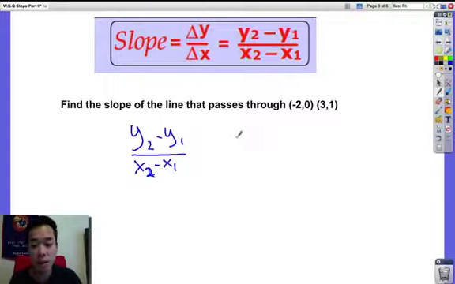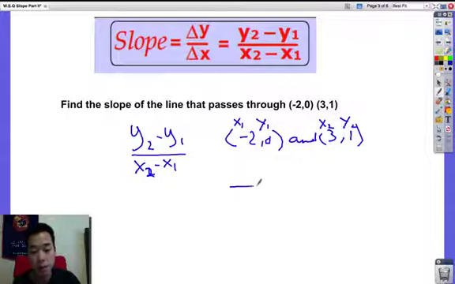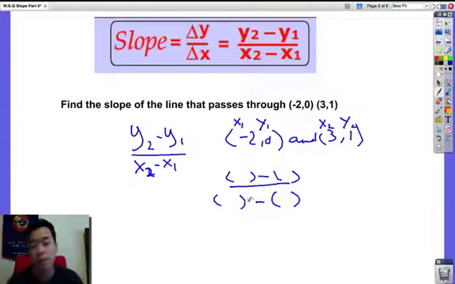All you have to do is, here are the ordered pairs they gave me: -2, 0, and 3, 1. The first thing I need to do is label each one the corresponding way. x1, this is my first ordered point, the x coordinate is x1. This is my y1. This is x2. This is y2. And all I have to do is draw my division bar and put in parentheses, minus. The difference between the two points is always going to be minus. That's the mathematical word for minus.